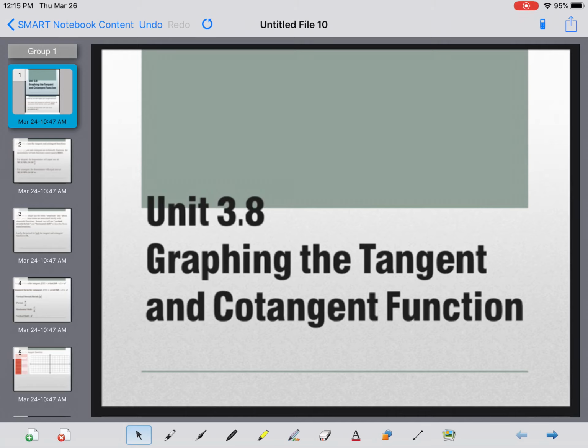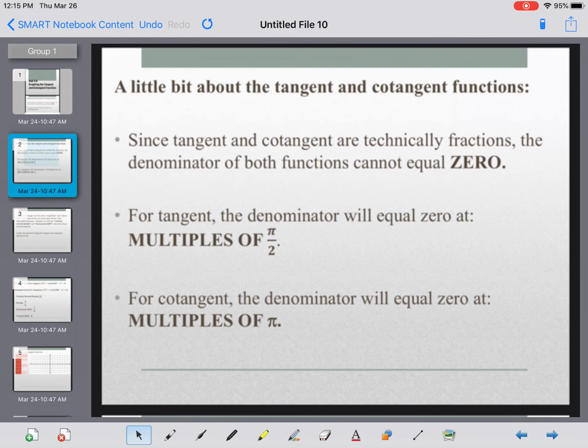Hey guys, today we're going to talk about 3.8, graphing tangent and cotangent. So we're going to use a lot of the same skills from graphing sine and cosine. There's just going to be a couple of vocabulary changes and a few formulas.